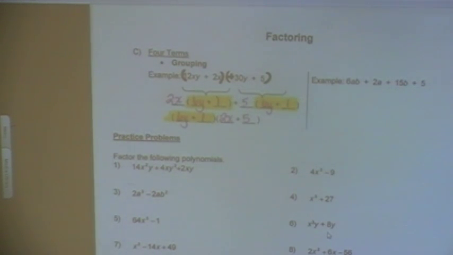So that's it. A lot of times my students think that factoring by grouping is actually the easiest one. Just don't forget, you have to ask yourself if there's a GCF. So let's look at the next example.